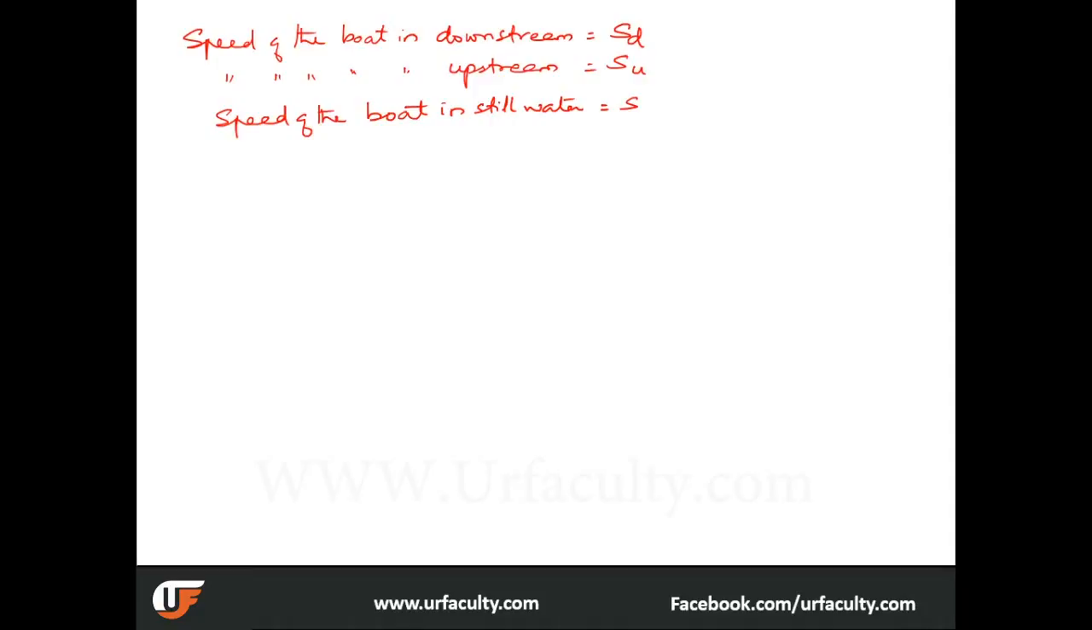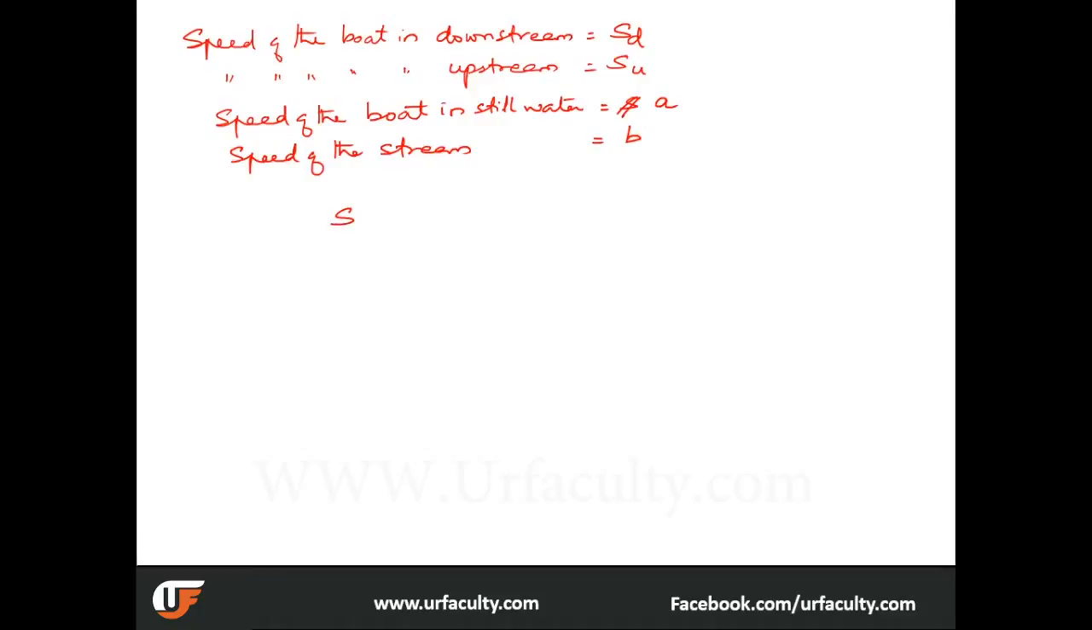And speed of the stream, I'll put as A and this one as B. That keeps it simple for us. So speed of stream is B and speed of the boat in still water is A. Speed of the boat in upstream is SU and speed of the boat in downstream is SD.